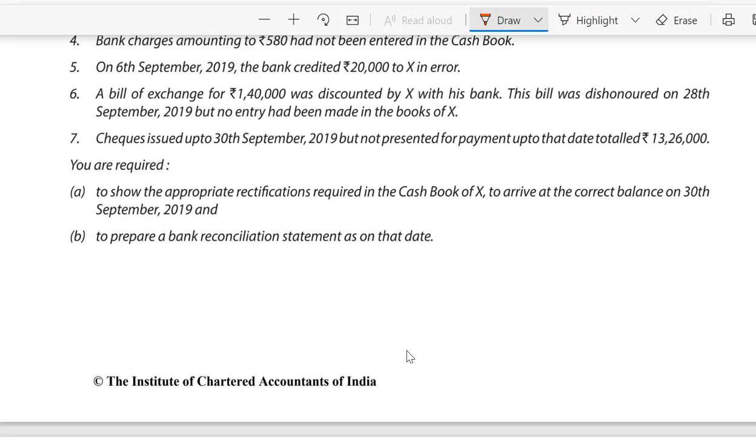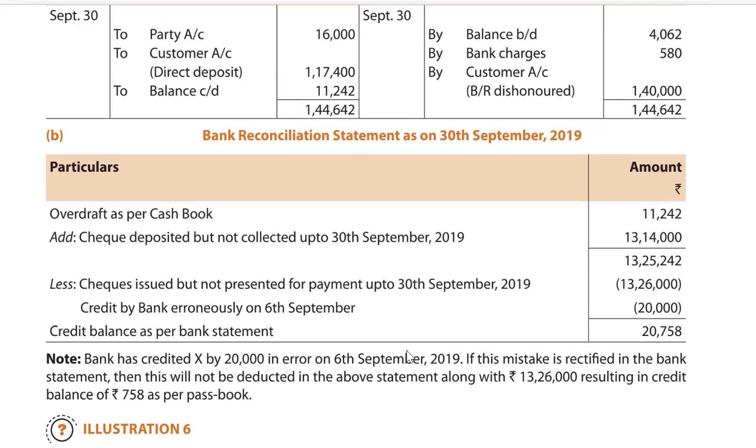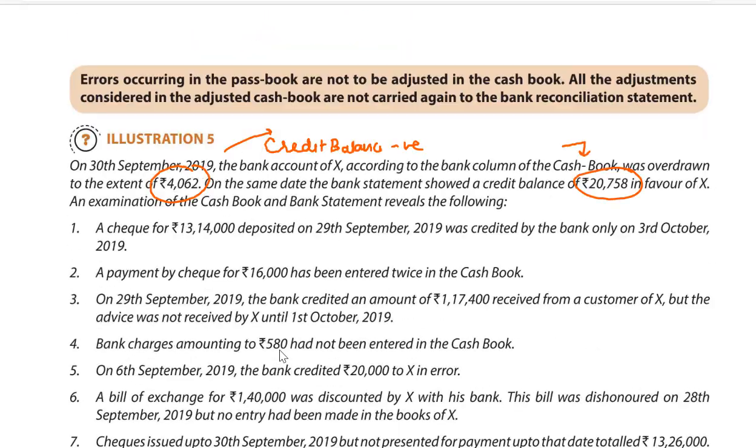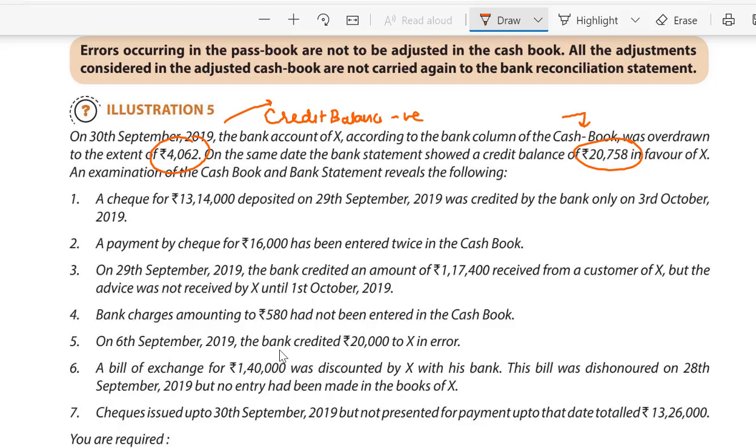So we are doing this question over here. Reconciliation. A check of 13,14,000 deposited on 29 September 2019 was credited by the bank only on 3rd October 2019. So a check is deposited, that is 13,14,000. The entry must be made in the cash book, but in the bank it is deposited in the next month. So an adjustment needs to be made.